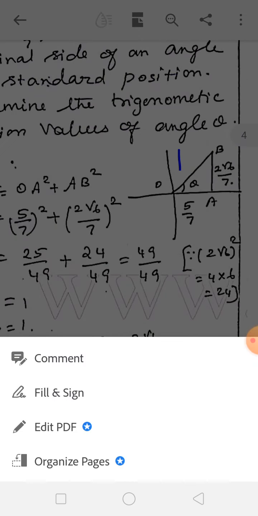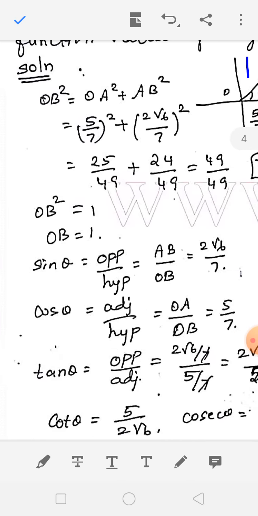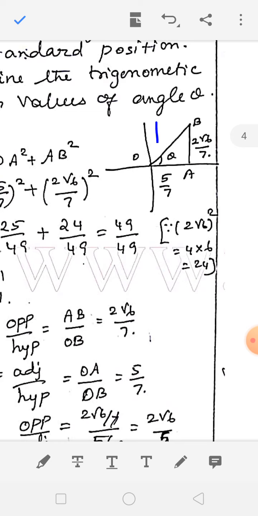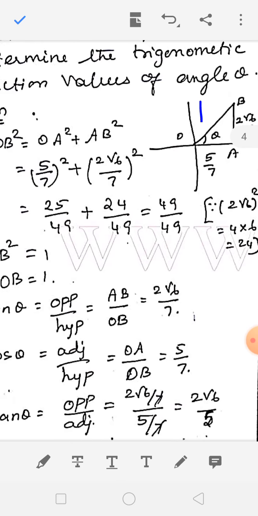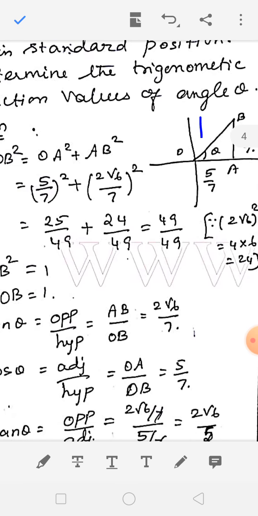So now we have to find out what the ratios are. Sin theta is equal to opposite by hypotenuse. Opposite is AB only, because this is a 90 degree, and opposite the 90 degree is hypotenuse. Here is theta, so the side opposite to this theta is the opposite side. So opposite by hypotenuse. Opposite value is 2 root 6 by 7 divided by hypotenuse value 1. So sin theta is 2 root 6 divided by 7.